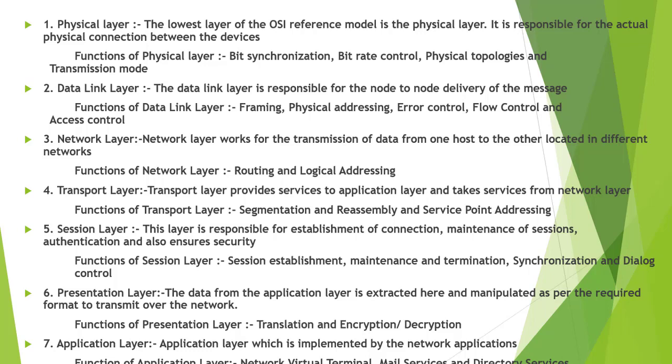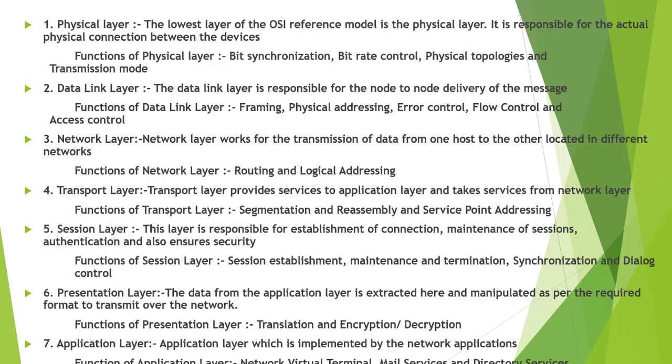The third function of the data link layer is error control. The data link layer provides a mechanism of error control in which it detects and retransmits damaged or lost frames. And finally, flow control. The data rate must be constant on both sides, or else the data may get corrupted. Thus, flow control coordinates the amount of data that can be sent before receiving acknowledgement.